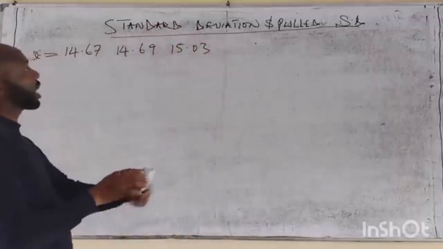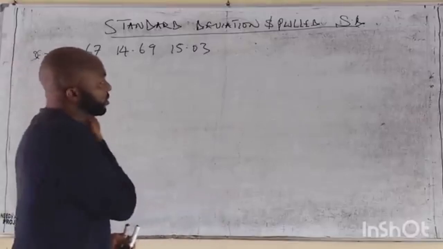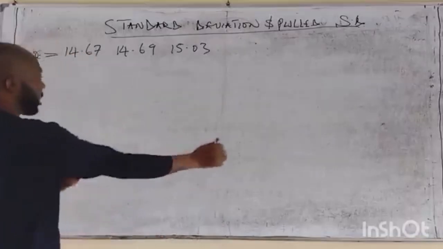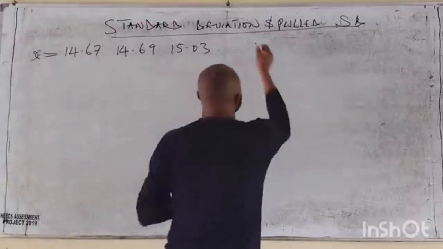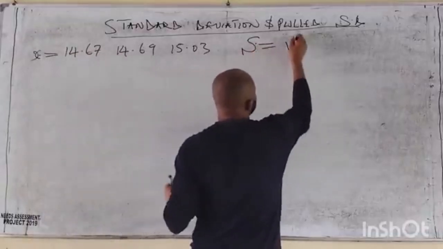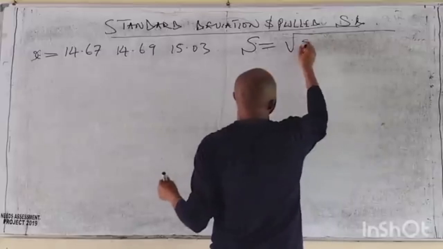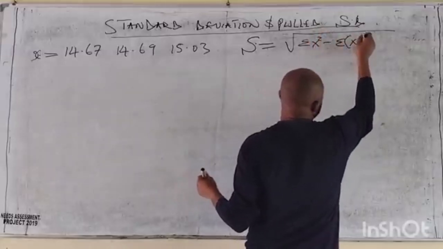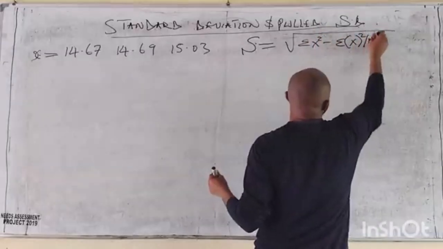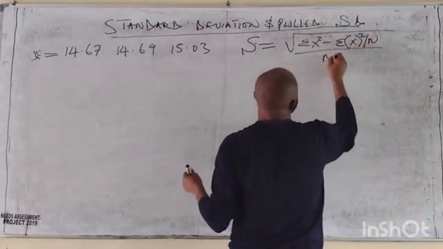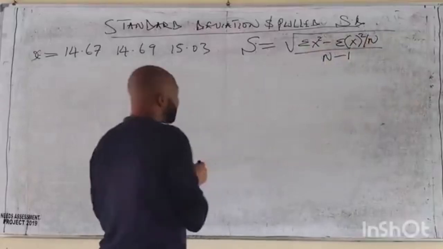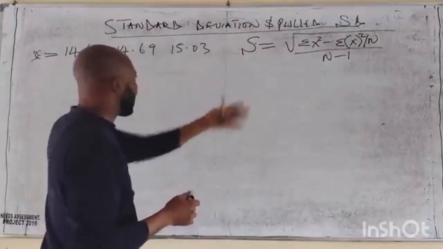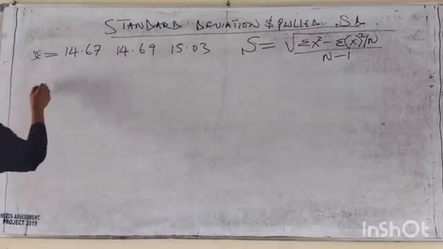Okay, let's proceed. Remember I said we're going to use our postgraduate formula. At the end of the day, we're still going to compare with our undergraduate formula to see if we're going to get the same thing. Now, our formula for the standard deviation is equal to the square root of summation x squared minus summation x, squared, over n minus 1. So if this is our formula, it means we have to get our values for x squared and x.